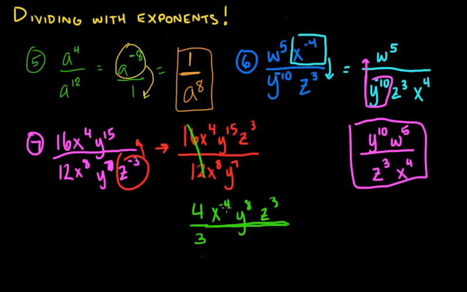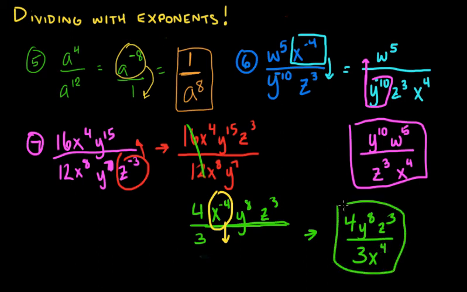So now I've got to worry about this x to the negative 4th. And I'm almost done. Hopefully you can see the light at the end of the tunnel. But I just want to take this guy and move him down below because I don't like having the negative exponent. So let's go ahead and move him down below and we'll see what it looks like. It's 4y to the 8th, z to the 3rd, over 3x to the now positive 4th because I moved him. That's my answer. Okay, I'm Mr. Bajork, and this was dividing with exponents, and I threw in negative exponents as well. Enjoy.